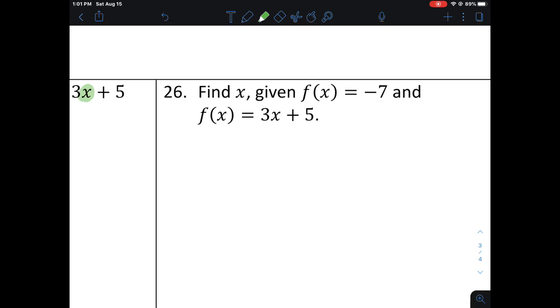Pretty similar to the last one because we have this f of x. This time we need to find x given that f of x equals negative 7. F of x equals negative 7. That means this whole thing right here is negative 7, just like when we say x is 6, y is 7, z is 9, okay? We're plugging it in. We're substituting. So we get negative 7 equals 3x plus 5. And now we're just going to solve for x.